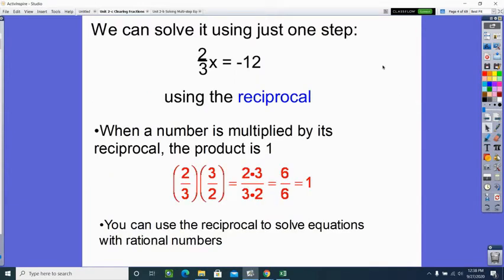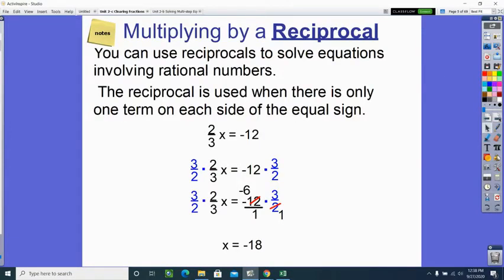However, if we had just at the beginning multiplied by the reciprocal, because when you multiply a number by its reciprocal, it gives you 1. So if you were to multiply both sides left and right by the reciprocal, you would have gotten directly to that answer. The only thing about using the reciprocal is it has to be used only when there's only one term on each side of the equals, like this simple equation. So you just multiply by the 3/2 and you end up with that 1 in front of the x, do a little bit of cross canceling, and you get right directly to that x equals -18 solution that we saw a moment ago.